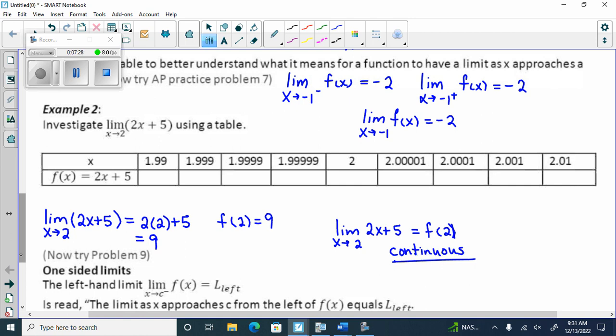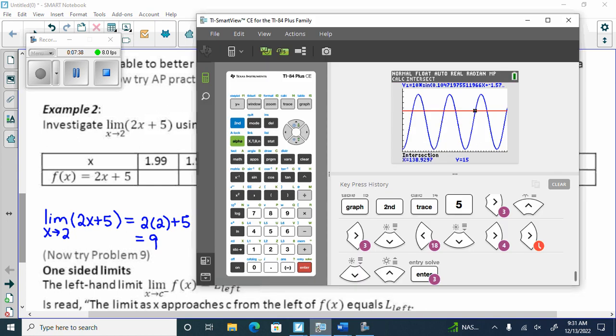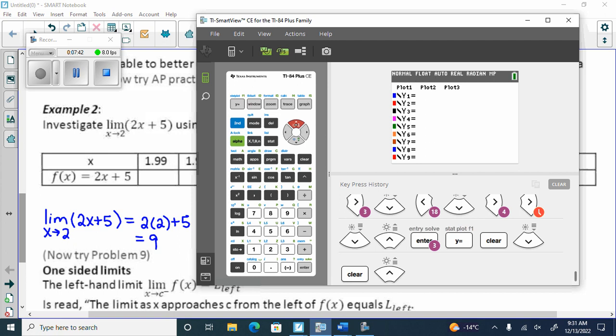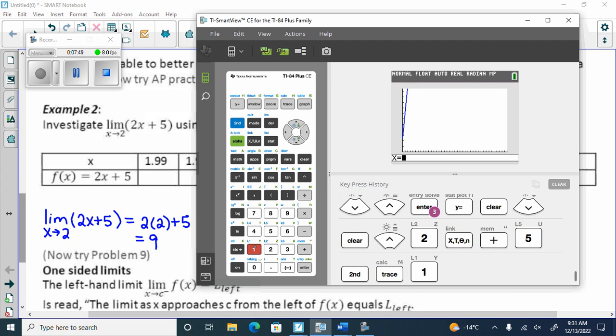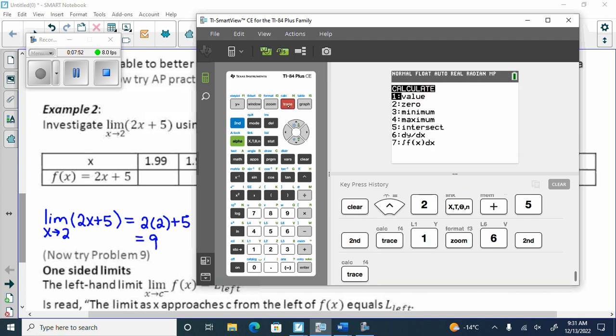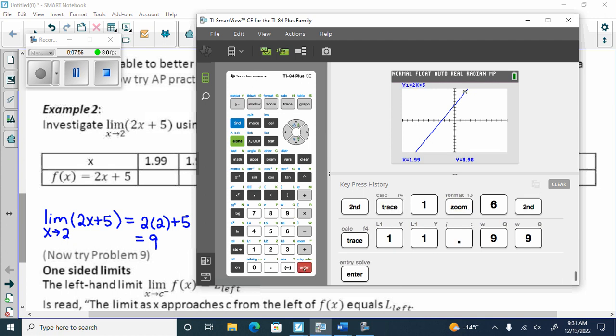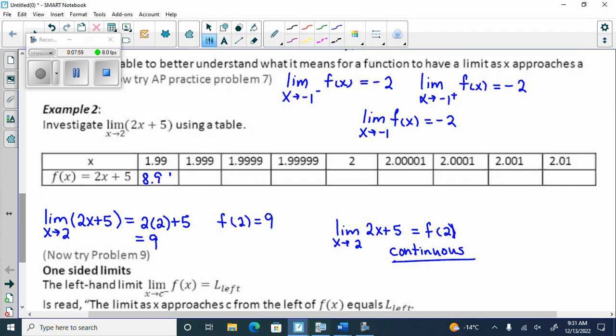So I told you to type it into your calculator. So I'm going to do that again. Type it into your y equals. So I could type in 2x plus 5, and then I would go second trace value. It's a really large window. Second trace value, 1.99. Okay, 8.9. Then I do the same thing, second trace value, but now 1.999. 8.998, you're going to start seeing a pattern.